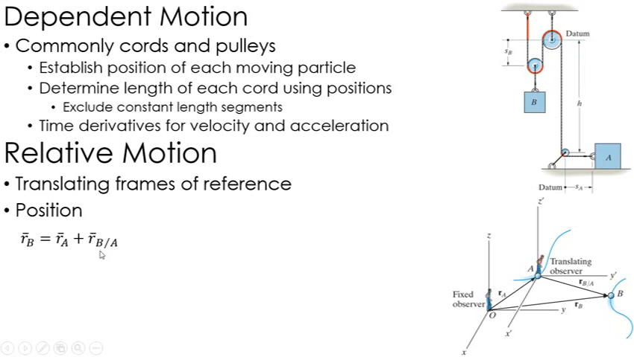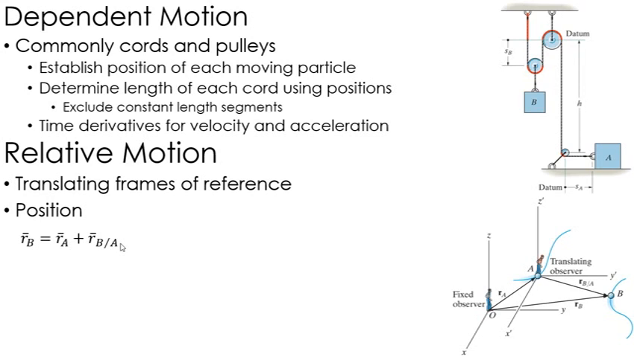And you can always remember how to write this by thinking about fractions, right? I've got A in the numerator over here, A in the denominator of the fraction here, cancels out, gives me B. So again, the absolute position of B is equal to the absolute position of A plus the position of B with respect to A.